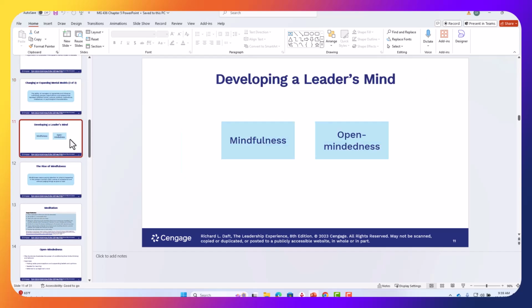Developing a leader's mindset. So we have mindfulness and open-mindedness. Now we're going to take a look at each one of these to see the difference.